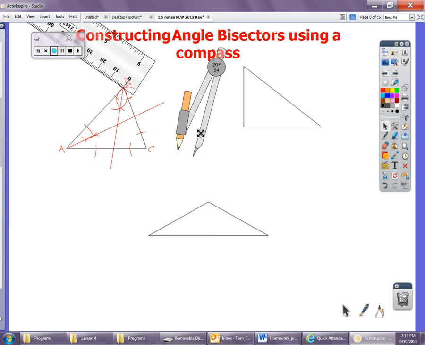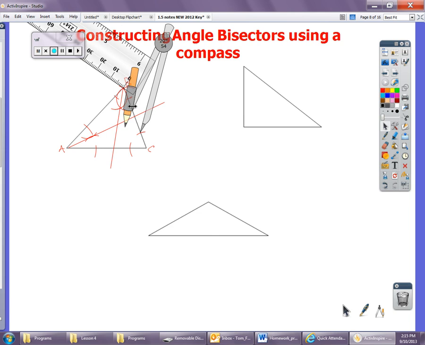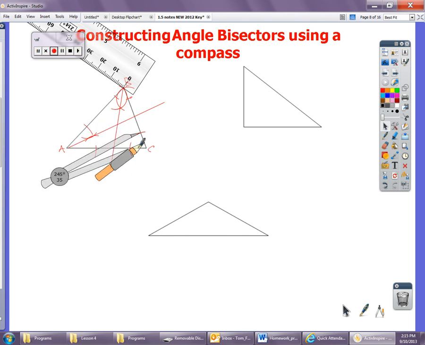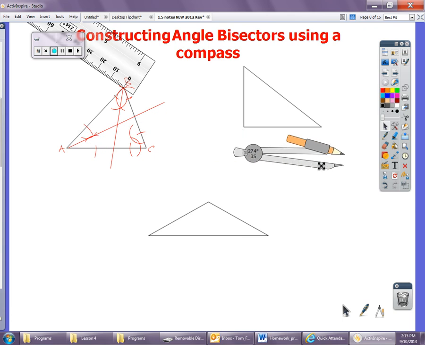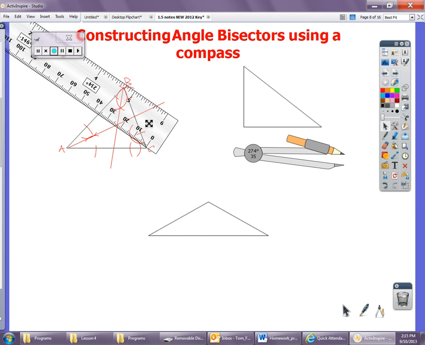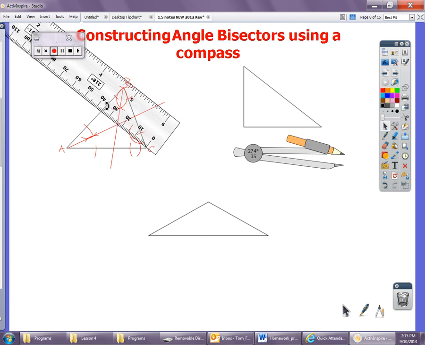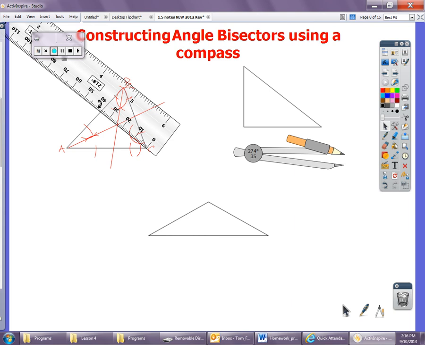so I have my 2 marks where I'm starting from, so I have this one. We want to be a little bit more than halfway. Make our arc, go over to the other one, same setting, make our arc, goes through those 2. Take our ruler, start here, we go through these 2 points where they intersect. Draw your line.